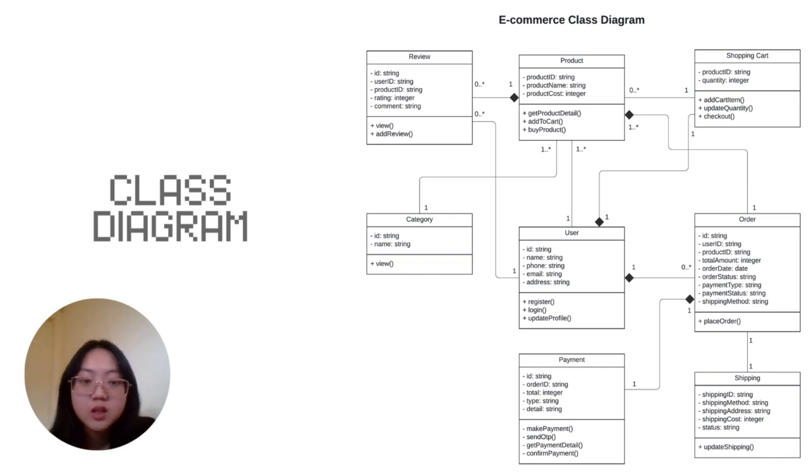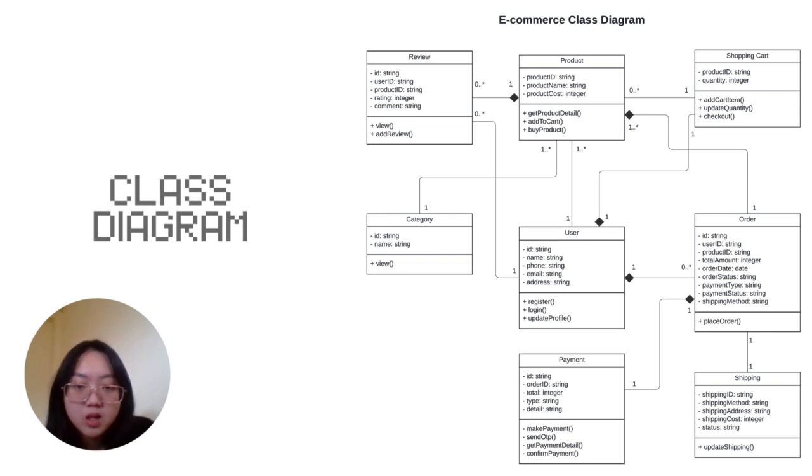And then for the shopping cart diagram, the functions are add cart item, update quantity, and checkout. So the user can add products to the cart, change the quantity of the product, and then check out selected products. And then for the order diagram, the function is place order. I think this one is quite straightforward. So next, for the shipping diagram, the function is update shipping. Basically, the user can view the shipping information and the order tracking will always be updated.